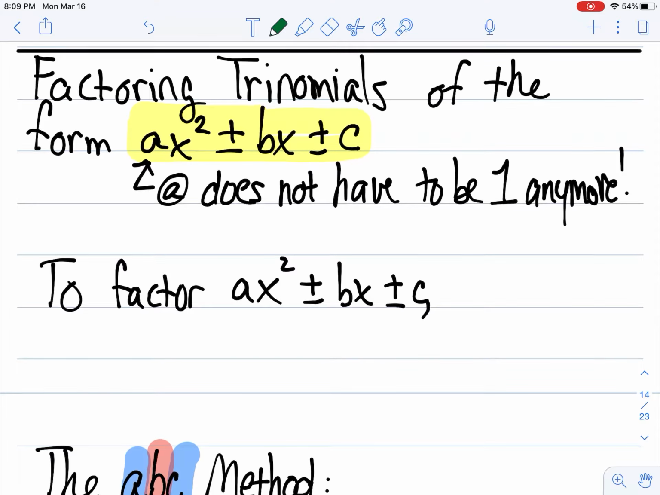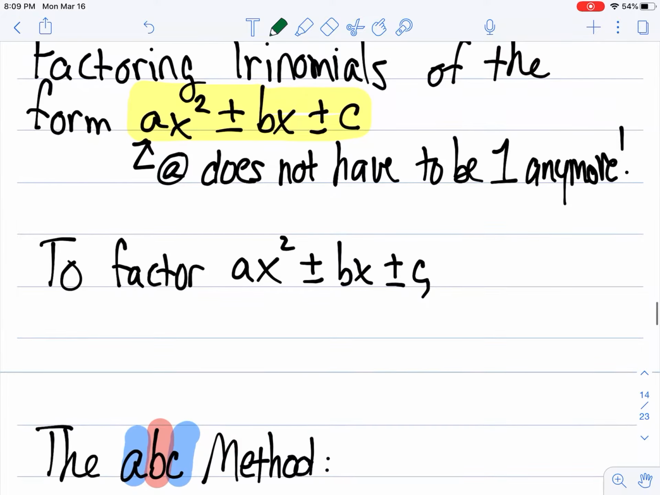So let's scroll down here to page 14. If you notice here at the very beginning, I have that sentence again that we had 2 videos ago. And I'm just going to have to modify that sentence just a little bit. I'm going to write it in black because I have this highlighted here. So here's what we're going to have to do. Remember before, the a wasn't there. It was just x squared plus or minus bx plus or minus c. And now the a is there, so that modifies our process just a little bit.